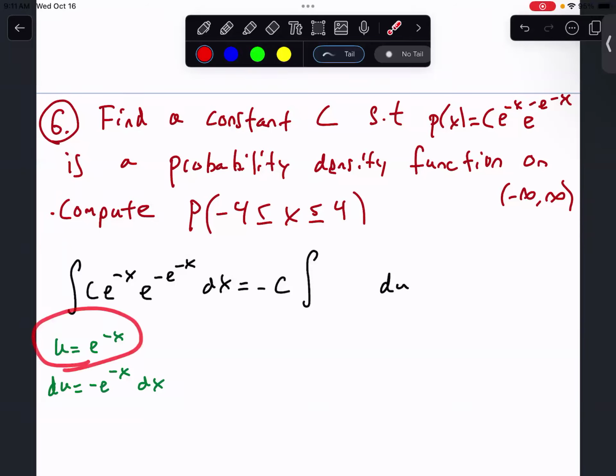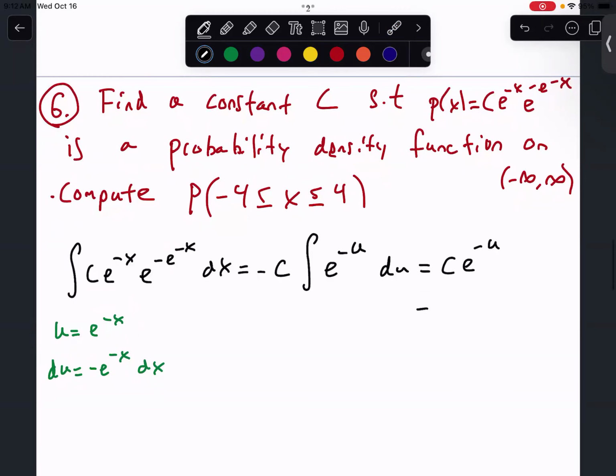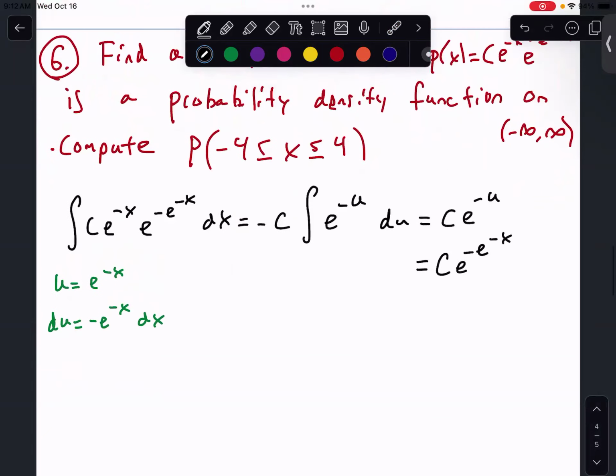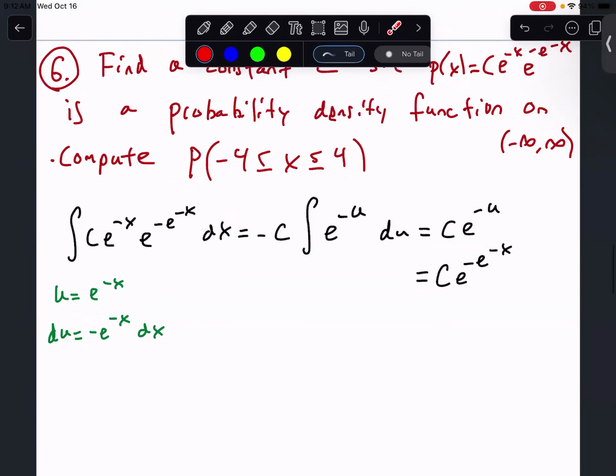And then we let u be equal to e to the minus x, and we have an e to the minus e to the minus x. So this is really just going to be e to the minus u. And so if you integrate this, this just gives you c times e to the minus u. And then if you plug back in for u, this will give you c times e to the minus e to the minus x. Okay, so this is the antiderivative of the probability function that they give you in the beginning.